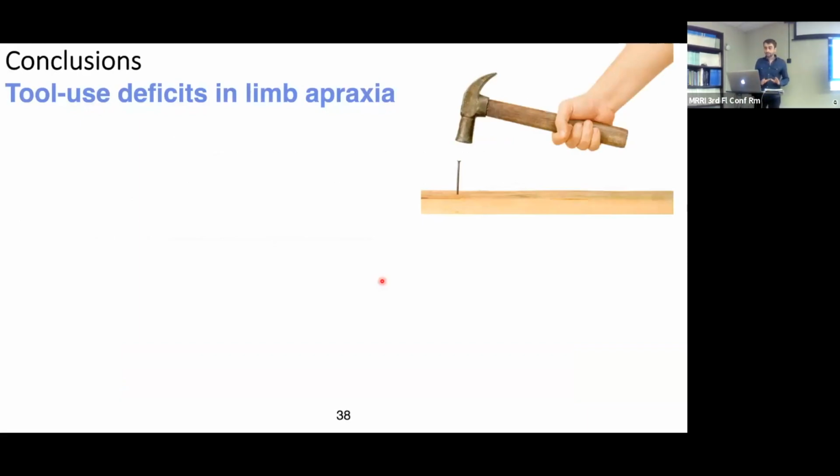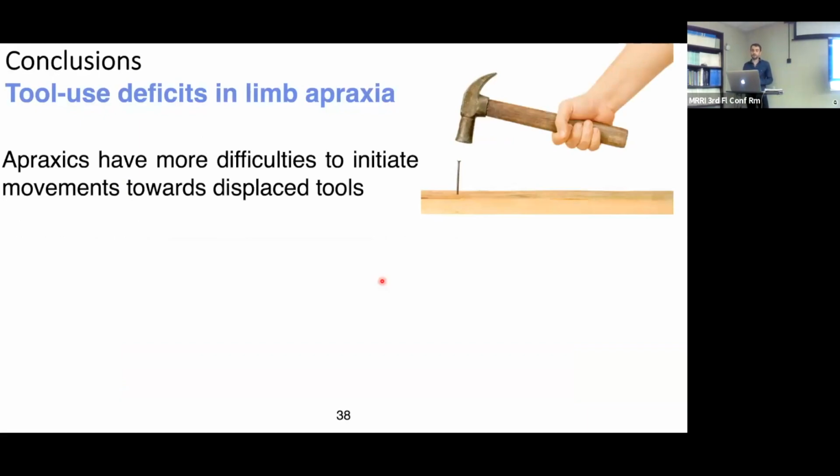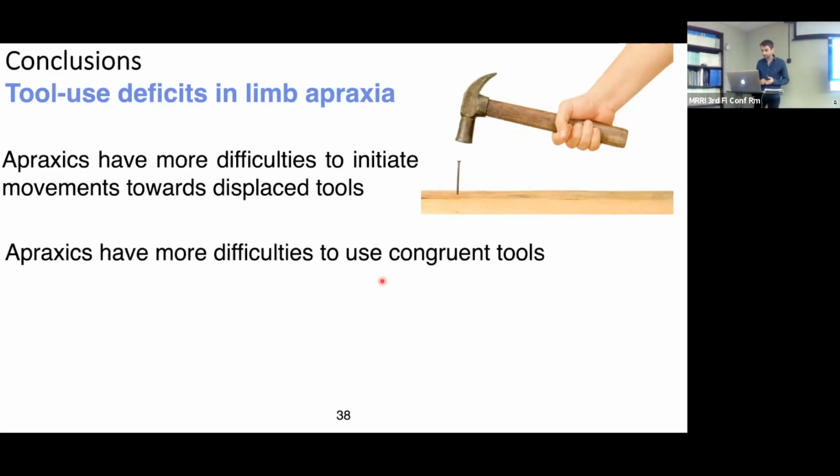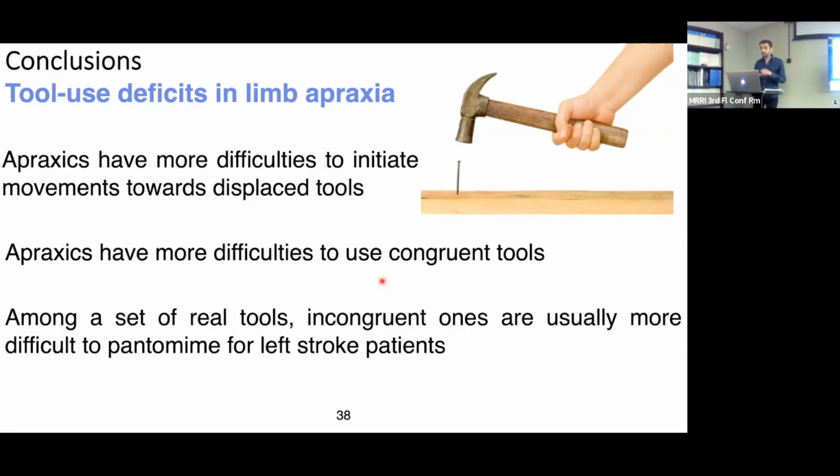I first talked about tool use deficit in hemiapraxia. I think the main information to remember is that apraxics have more difficulty initiating movement towards a displaced tool and more difficulty using congruent tools. And among a set of real tools, incongruent ones are usually more difficult to pantomime for less apraxic patients.